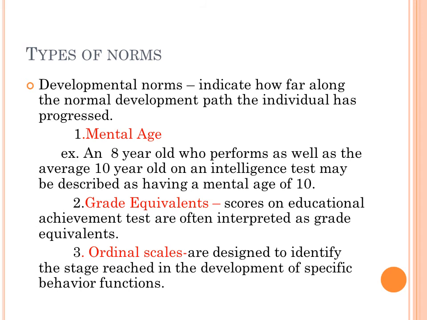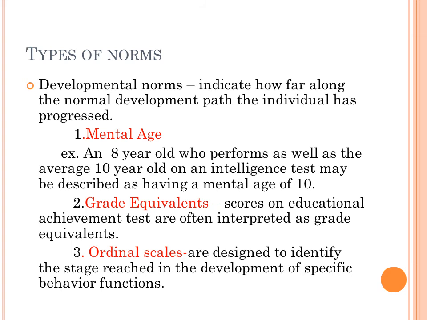And then we also have the grade equivalence. Grade equivalence are scores on educational achievement tests, often interpreted as grade equivalence. In education, when we say grade equivalence, it pertains to the grade itself. So for example, you've given a test to a student, an achievement test. When we say achievement test, it is the knowledge that the child learned during the lesson or the lecture. So that would be the grade, and the grade from that achievement test would be the norm for that. So that's the grade equivalence.